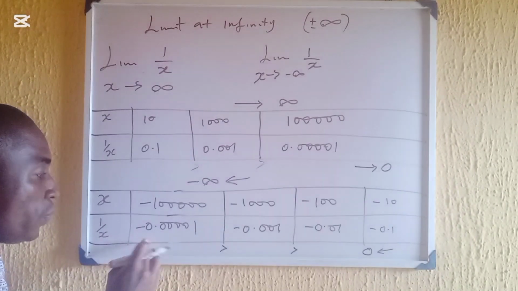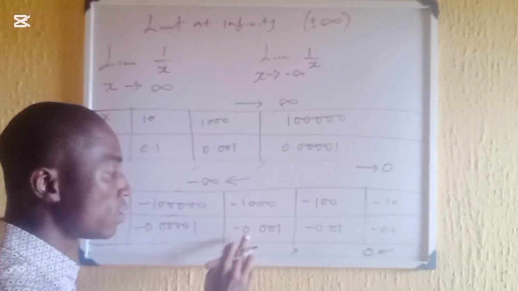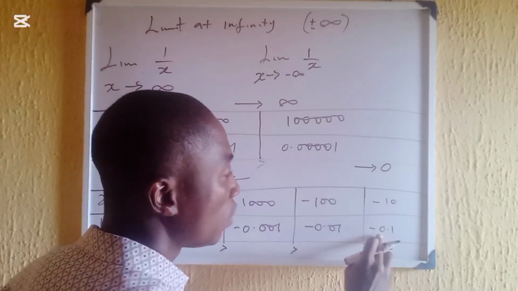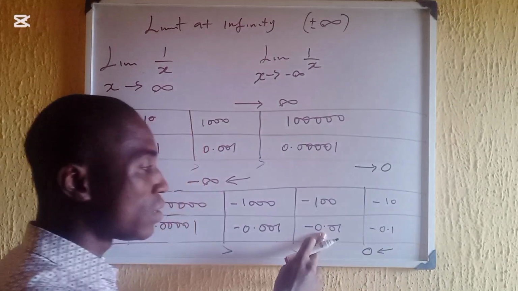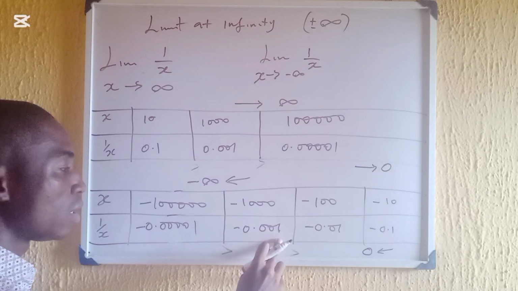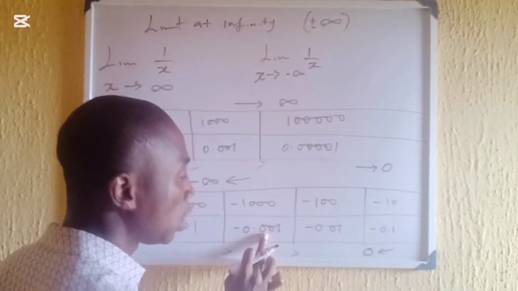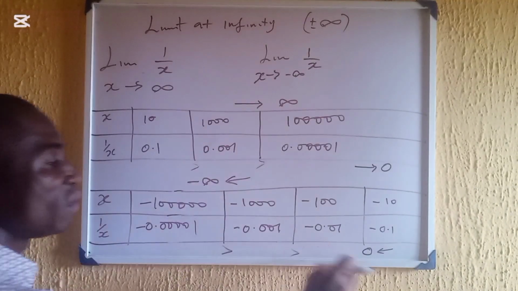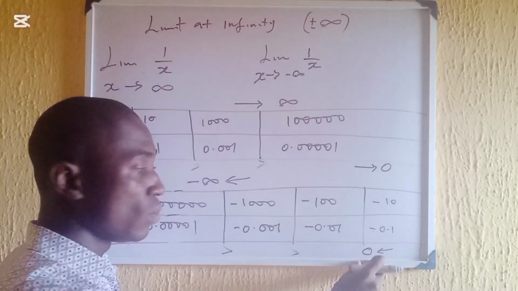What happens to the function? You have minus 0.00001. Then for this one, minus 0.001. For this, we have minus 0.01. And for this, we have minus 0.1. Now, remember that minus 0.1 is lesser than minus 0.01. And minus 0.01 is lesser than minus 0.001, meaning that this is closer to 0 than this. This is closer to 0 than this. This is closer to 0 than this. So as we tend towards negative infinity, what do we see? That the function 1 over x tends to 0.